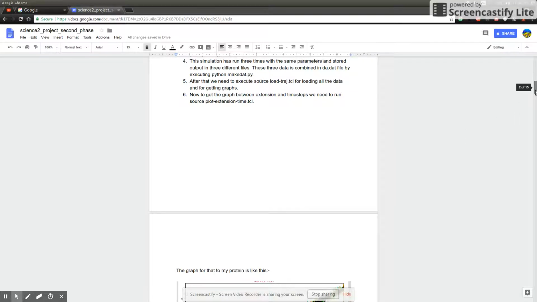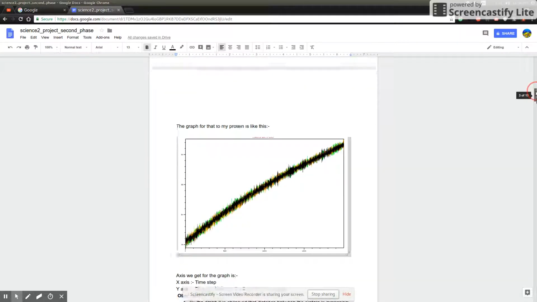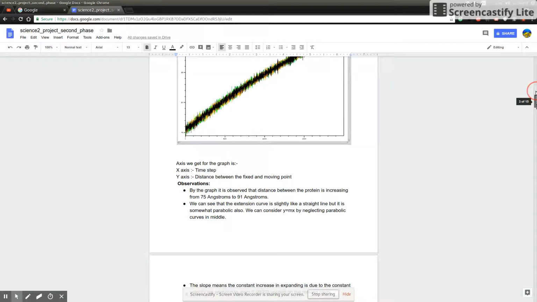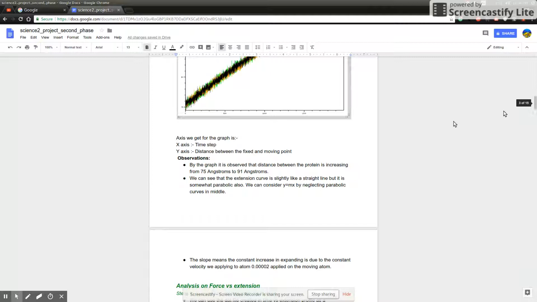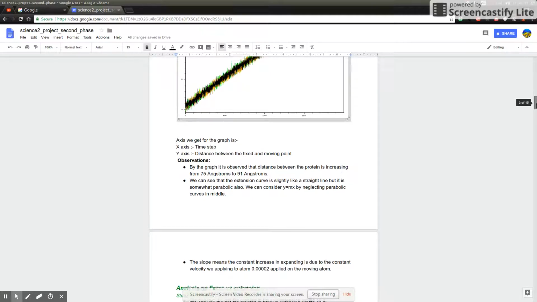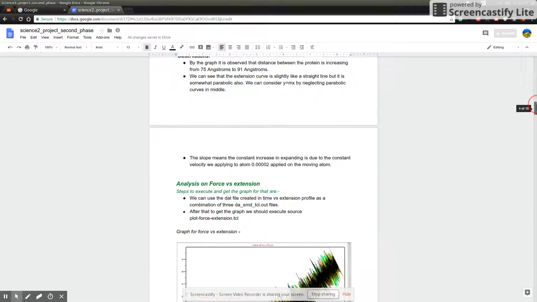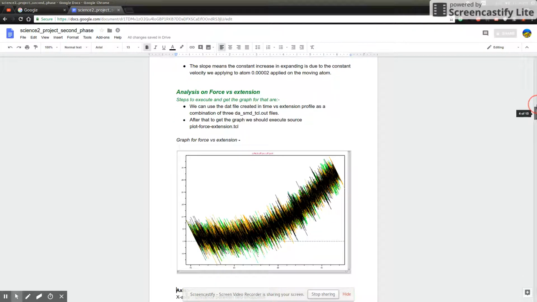So now we have studied the extension versus timestamps graph, and the observation we got is that it is slightly like y is equal to mx. Now we should move on to the forces extension graph.